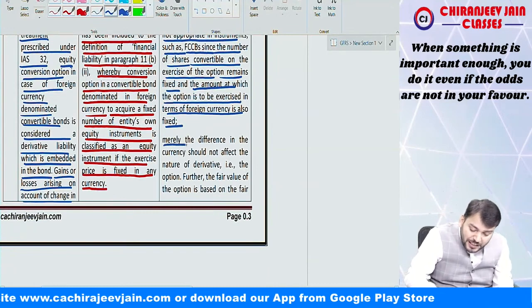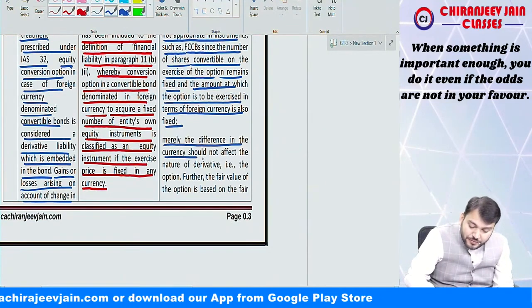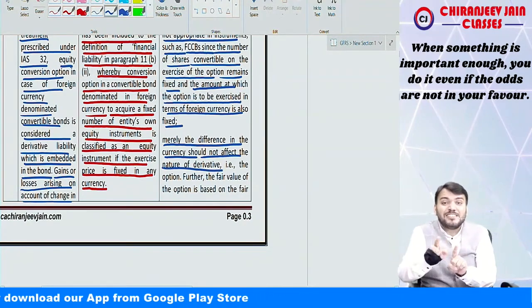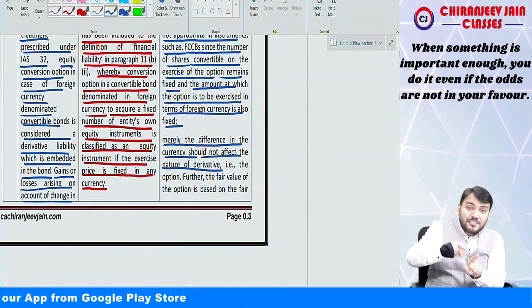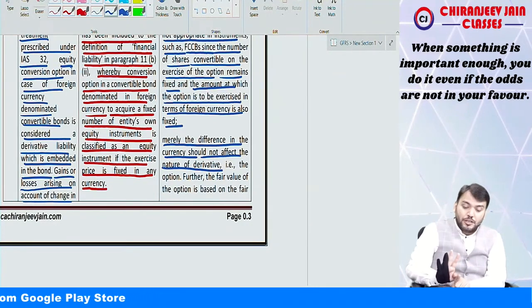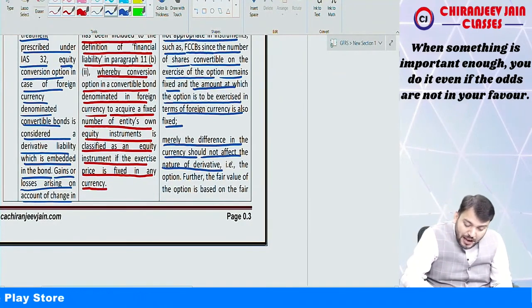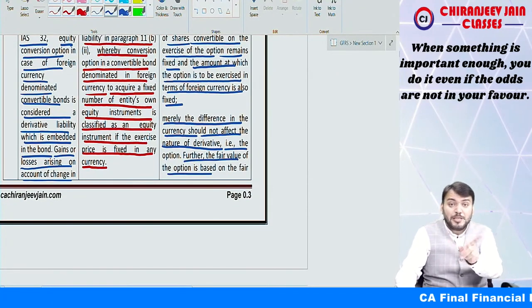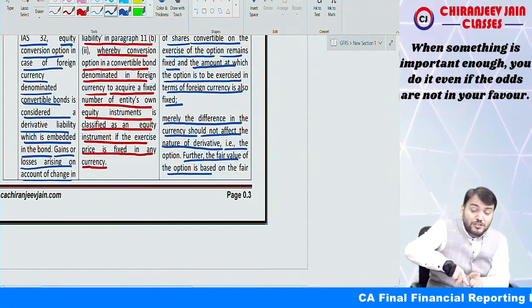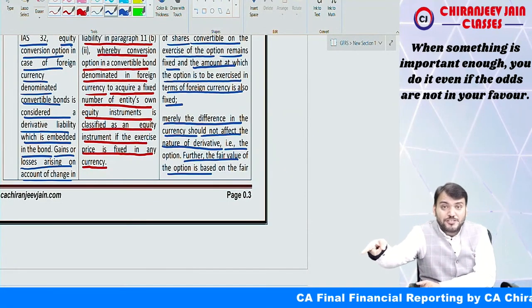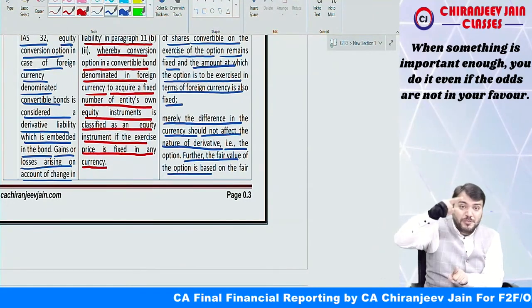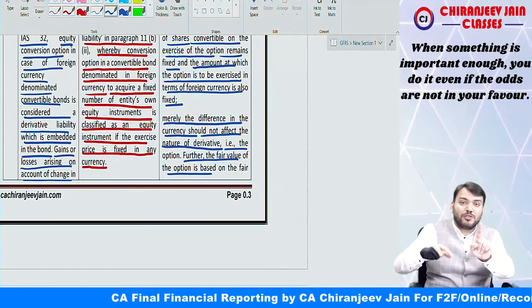Correct. Merely the difference in the currency should not affect the nature of derivative. Merely the difference in currency, means any difference in currency due to fluctuation in exchange rate, should not affect the nature of derivative. That is the option. Further, the fair value of option. Now, if it is derivative option, then this fair value of option is totally based on the fair value of shares. Means if the fair value of shares increases, the fair value of equity conversion options will also increase. Correct.